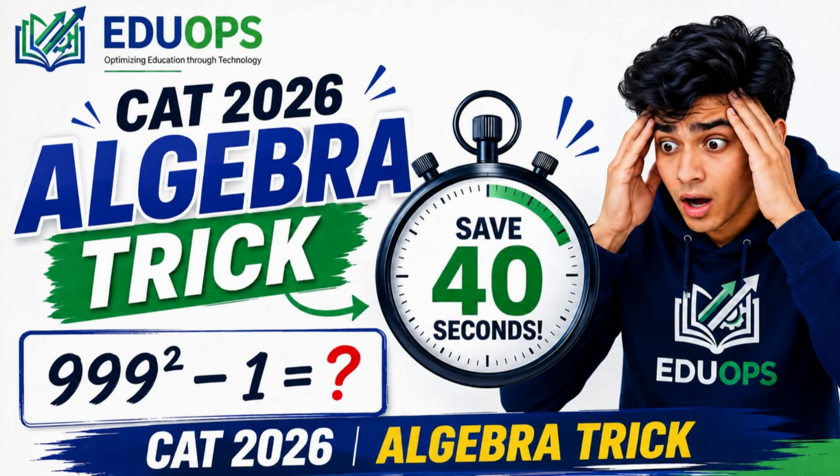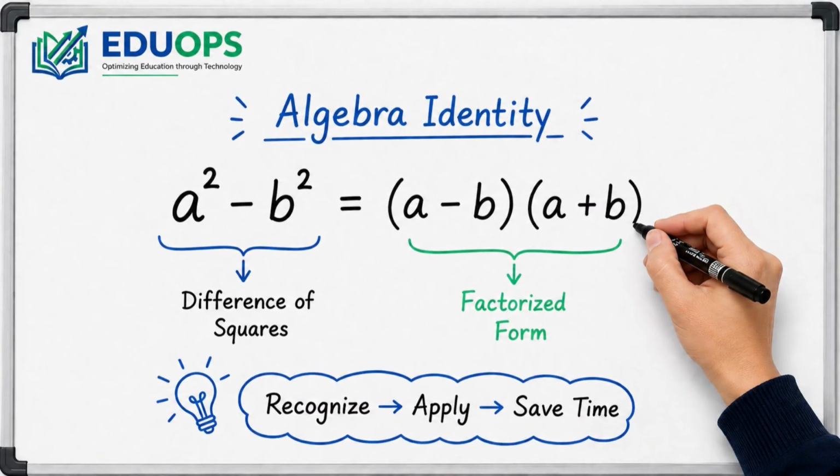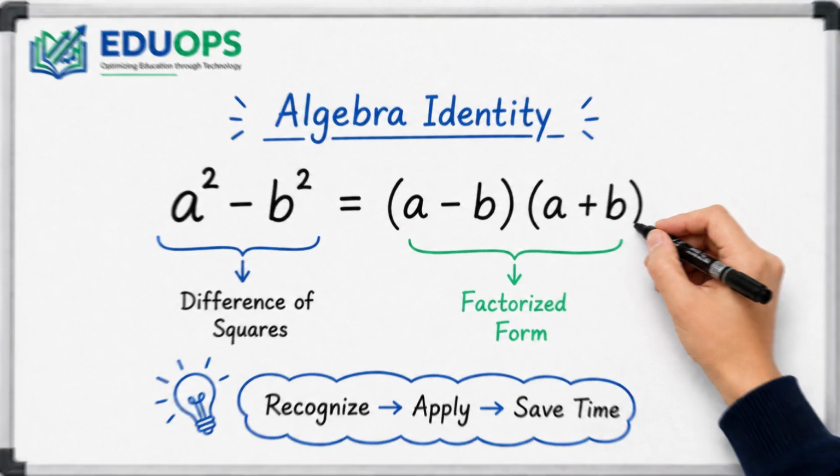Did you know you can solve 999 squared minus 1 in just a few seconds without long multiplication? Let's see how. The secret is one of the most powerful algebra identities. a squared minus b squared equals (a minus b) multiplied by (a plus b). Recognize this pattern, and you'll save valuable time in CAT.